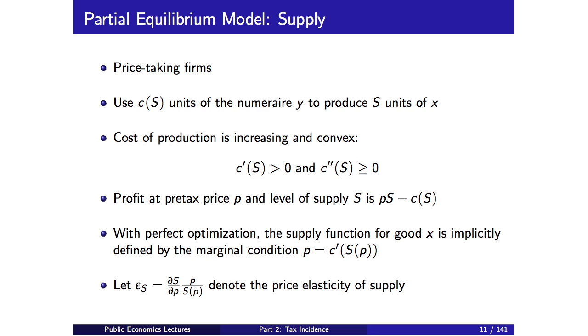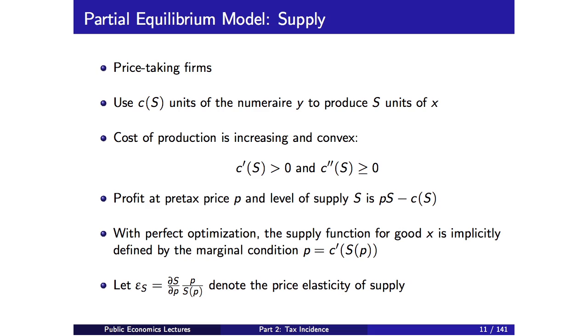Okay, so now let's think about the supply side. We're going to assume that firms are price takers. This is the perfect competition assumption. And to be precise, we're going to say that firms convert the numeraire good Y into units of X. So they're basically converting one good into the other, and in particular, they use C of S units of the numeraire to produce S units of good X. And we're going to make the standard assumption that the cost of production is increasing and convex so that you get to an interior optimum. So C prime of S is greater than 0, that's just, it costs more to produce more, and then the marginal cost of production is increasing.